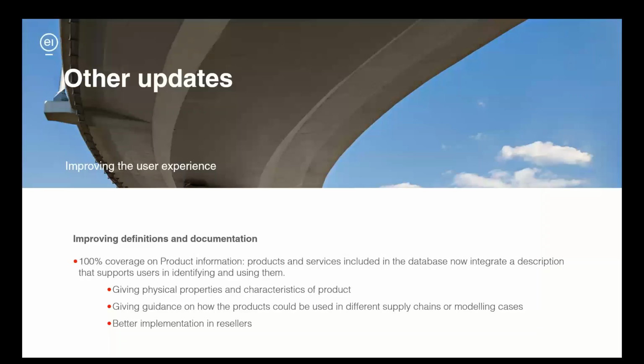We have also made an effort to align with the different resellers and software providers. So you, as final users of different LCA software tools, will also be able to benefit from this feature in different ways. Of course, each software is implementing this in a different way, but you will be able to see this product information easily also in your software and not only through the eco query.